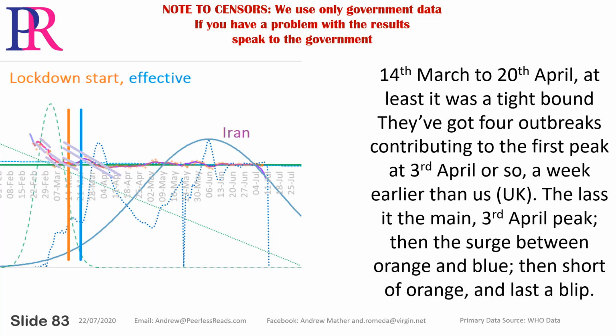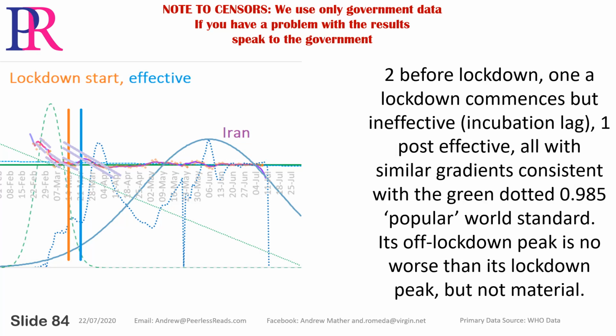They've got 4 outbreaks contributing to the first peak at 3rd April or so, a week earlier than us, UK. The last is the main 3rd April peak. Then the surge between orange and blue, then short of orange, and last a blip. 2 before lockdown, one as lockdown commences, but ineffective, incubation lag, 1 post-effective, all with similar gradients consistent with the green dotted 0.985. Popular world standard, its off-lockdown peak is no worse than its lockdown peak, but not material.